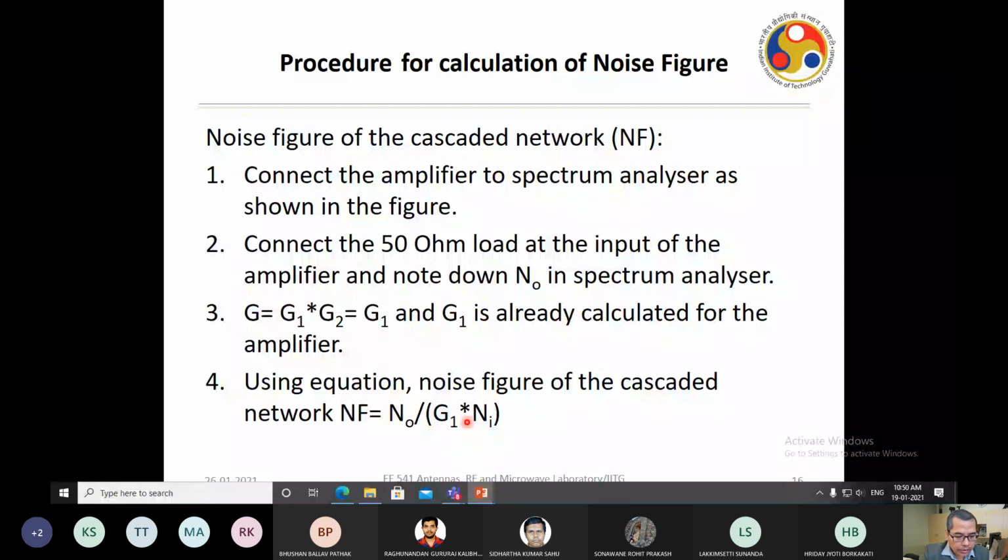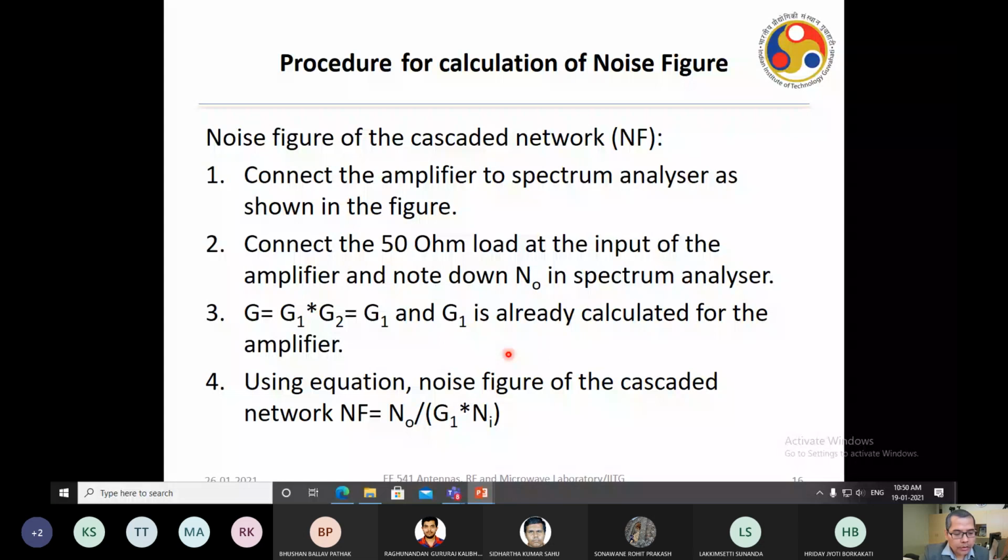Ni is KTB. Gain here is the series cascaded connection of device 1 and device 2. So the total gain would be G1 and G2, but G1 is already calculated and G2 for the spectrum analyzer is 1, so the gain simply turns out to be G1. You know G1 from the previous experiment, so you can use that and find the noise figure of the cascaded connection.